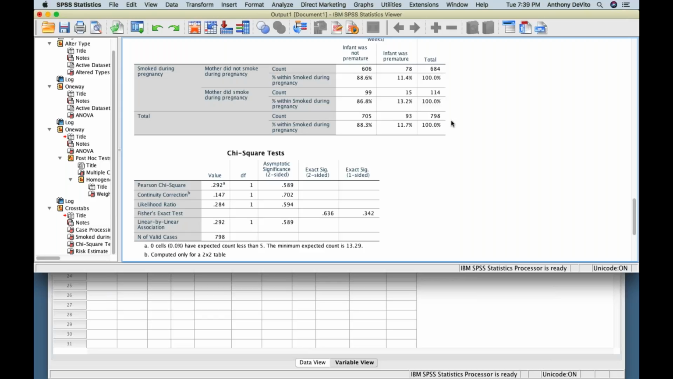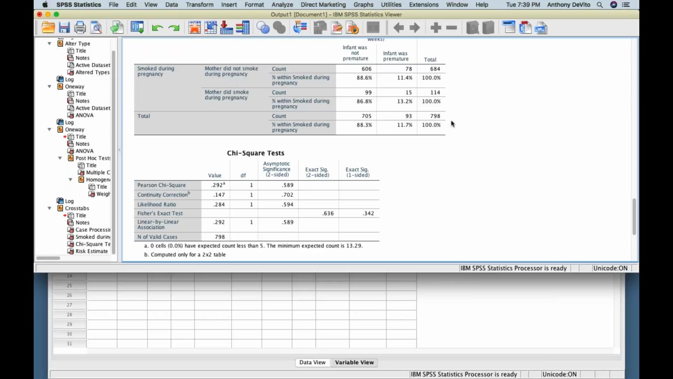It's kind of hard to tell if there's a difference, right? Well, in fact, it doesn't look like there's a difference. The risk for having a premature baby is 11.4 for mothers who did not smoke. For mothers who did smoke during pregnancy, it's 13.2. So what's our relative risk? It's 13.2 divided by 11.4, right? So what about chi-square?